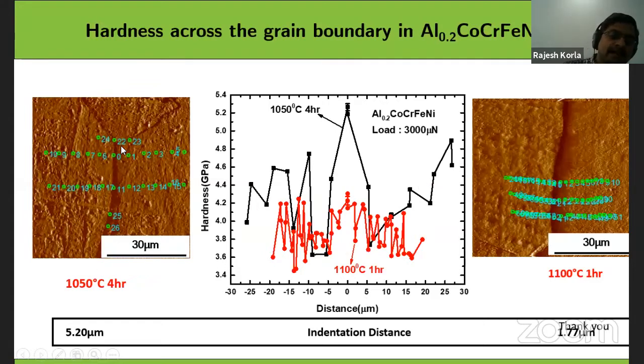And then the same material we heat to 1100 degrees centigrade for 1 hour and see what the hardness is. Then we see the hardness at the grain boundary is equal to the grain. So the hypothesis we could get from that is that the chemistry of the grain boundary is changing during the annealing at 1100 degrees centigrade. That's why the hardness at the grain boundary is also dropping.